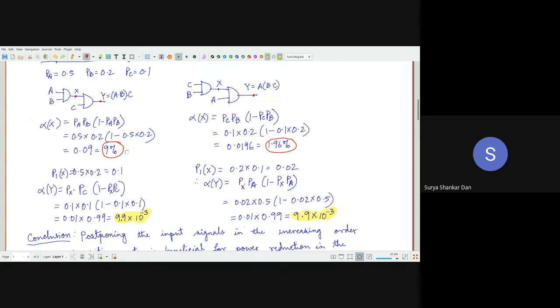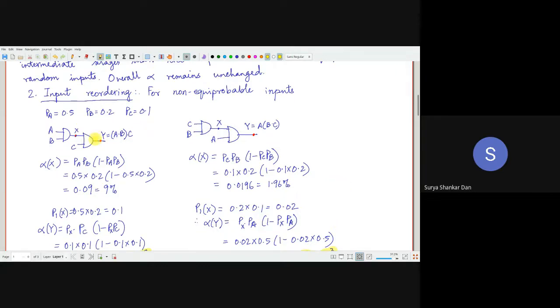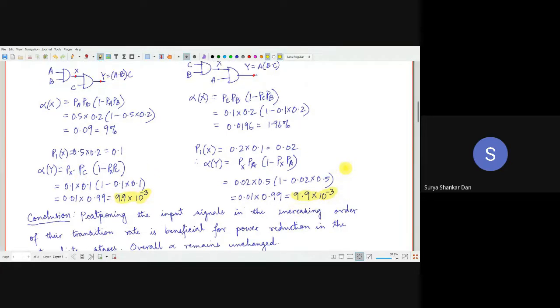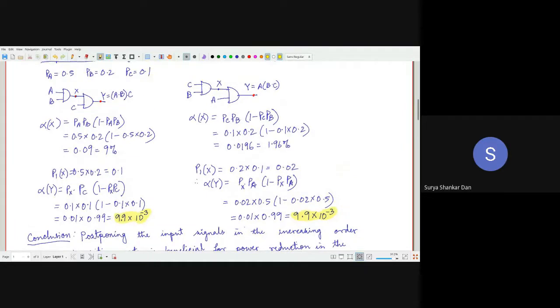What do we conclude? At the output node, the switching activity remains the same, whether you are doing AB into C or BC into A: 9.9 times 10 to the power minus 3, in both cases. However, the switching activity at the intermediate node x is 0.09 here, and here it is 0.0196.